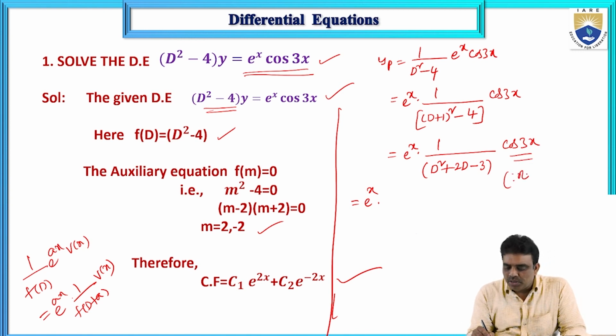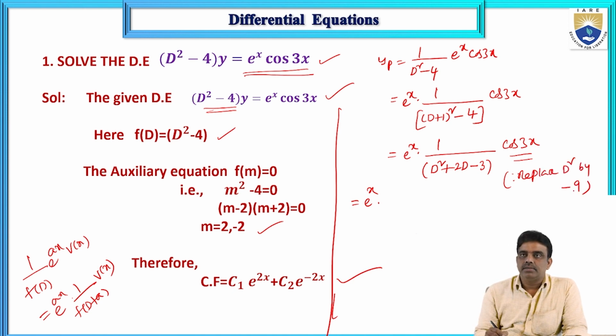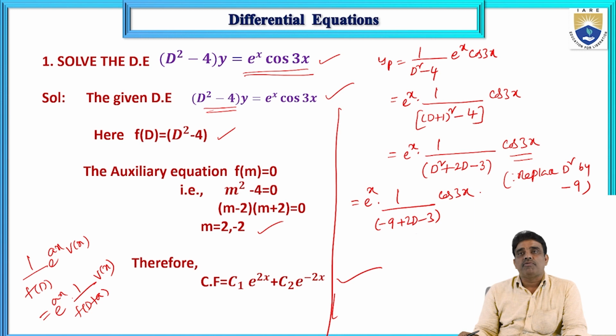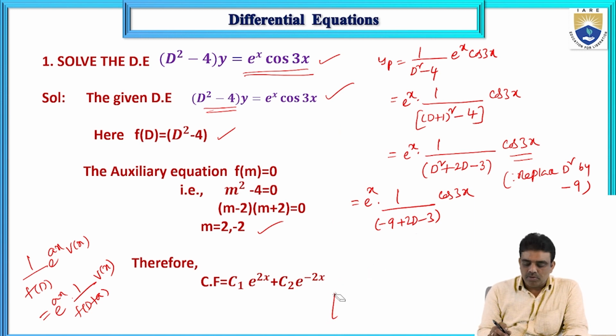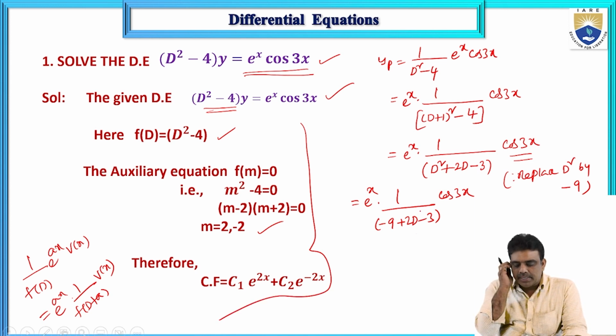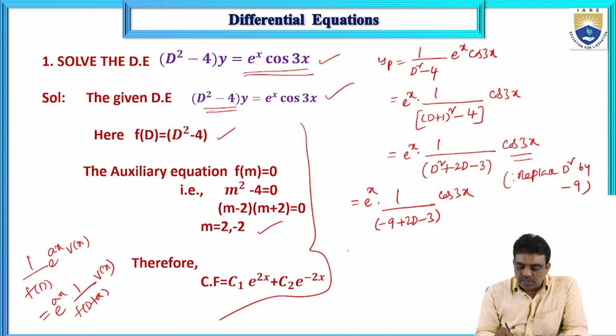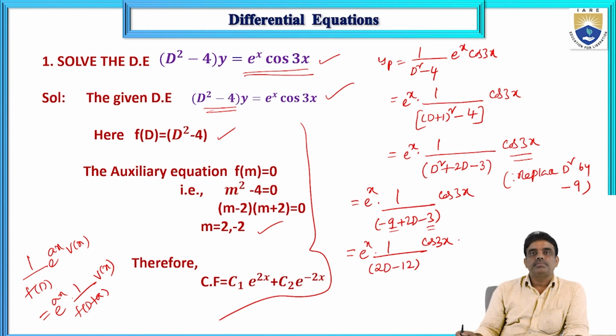So what you have to do? Replace D square by minus b square, that is minus 9. Then what you will get? D square becomes minus 9, plus 2D minus 3, of cos 3x. So you are following the second type of finding the particular integral in the shorter method. Just replace D square by minus b square. On substituting this, you will get e power x into 1 by 2D minus 9 minus 3, that is minus 12, of cos 3x.